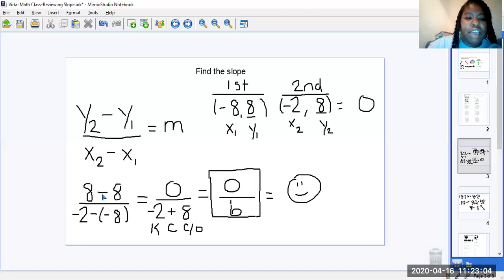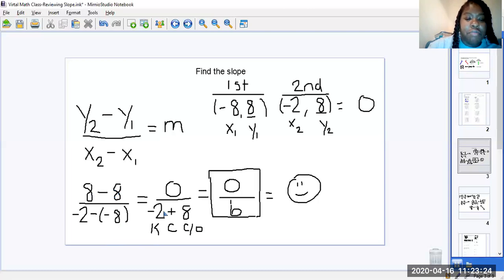So I have 8 minus 8 over -2 minus -8. Remember, when you're working with negative numbers as it relates to subtraction, you want to make sure that you put your second number, if it's negative, in parentheses. That's very important, okay? So I know 8 minus 8 is 0.